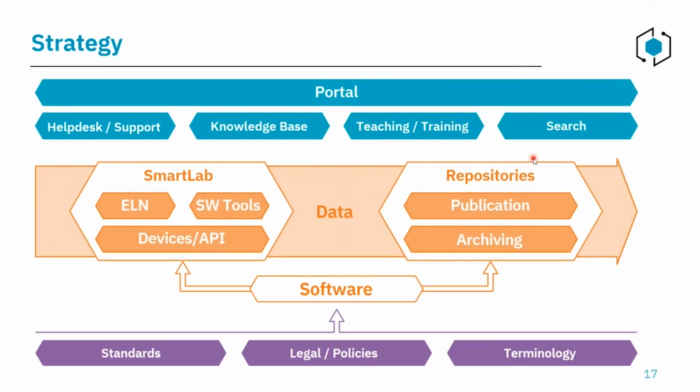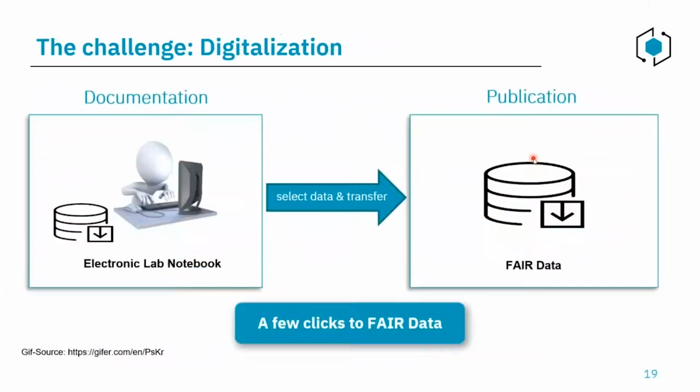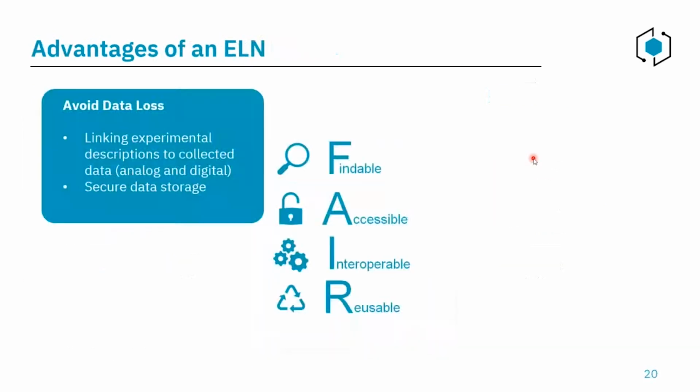And at the bottom, there's the stuff that goes on in the background. Standards need to be defined. There are legal aspects and policies that need to be considered, and terminologies need to be set as well to make things machine readable. So today our focus is on the central part because we're talking about ELNs. And the challenge here is really, how do you make it as straightforward as possible to use an ELN to get to fair data without costing you any more time?